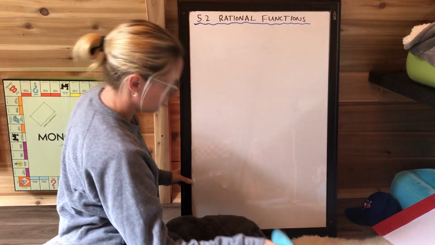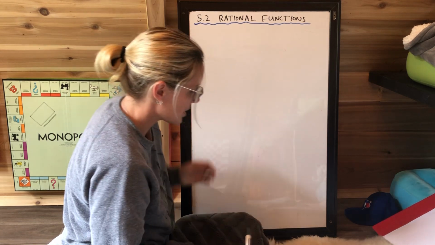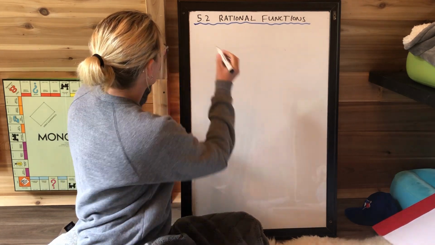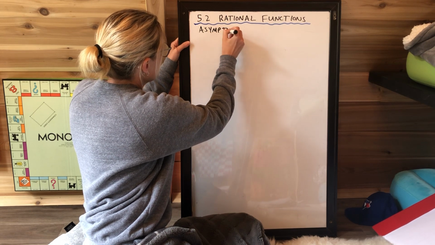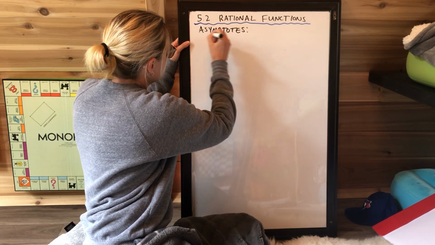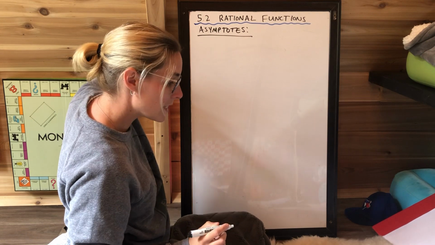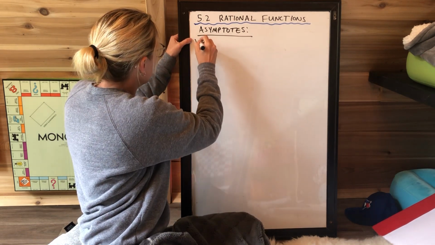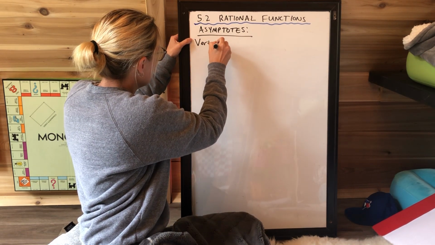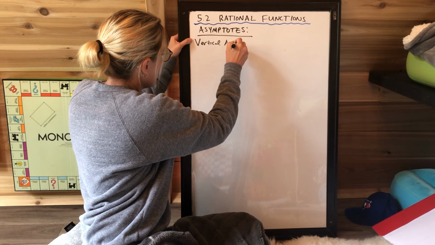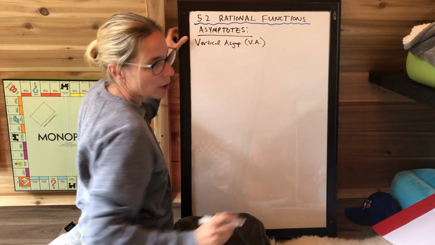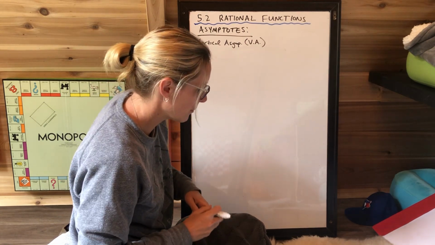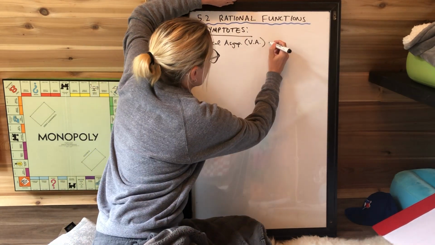What we're going to look at is 3 different types of asymptotes. We're going to have 3 different kinds. The first one is a vertical asymptote. I'm going to start calling it VA. You don't want to be writing vertical asymptote every time you're doing a solution. We already looked at this.